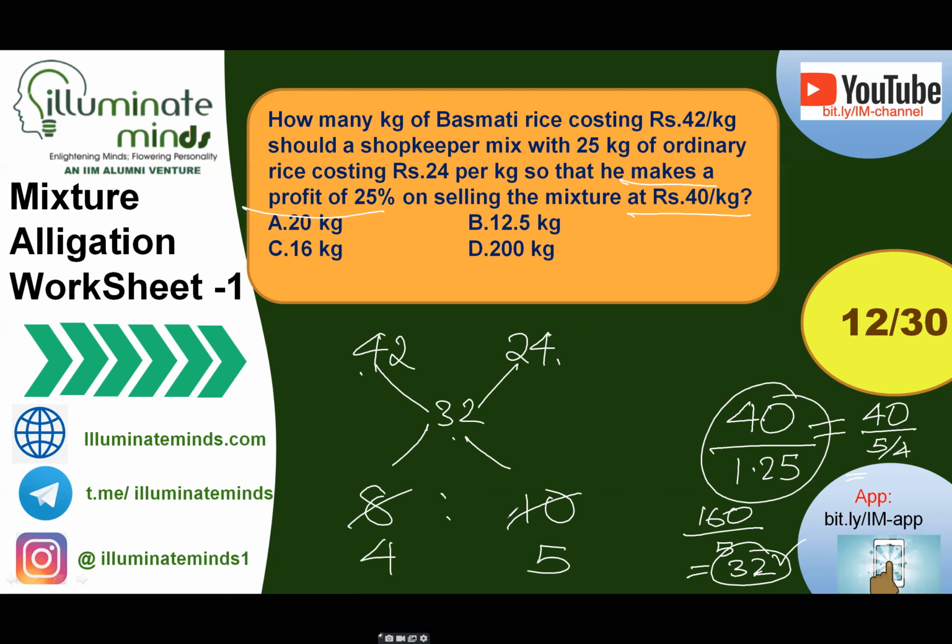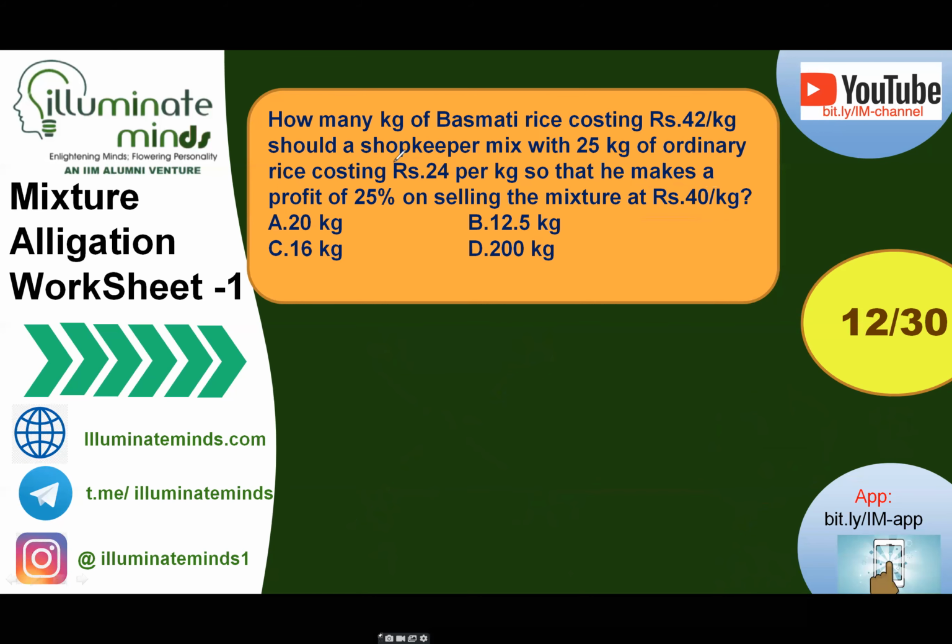Correct? Now it says mixing with 25 kg of ordinary rice. Okay. So 4 is to 5. So this is equivalent to 25. So this means 5 fives are 25, so this will be 20. Answer is option A. Guys, I hope it's okay with each one of you. Let's move to the next one.